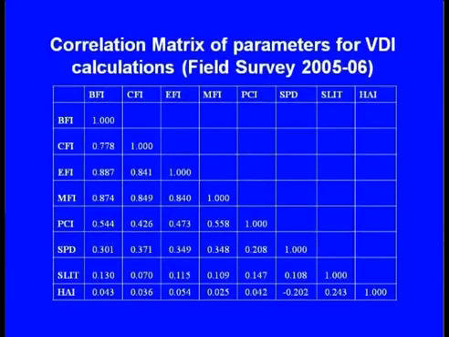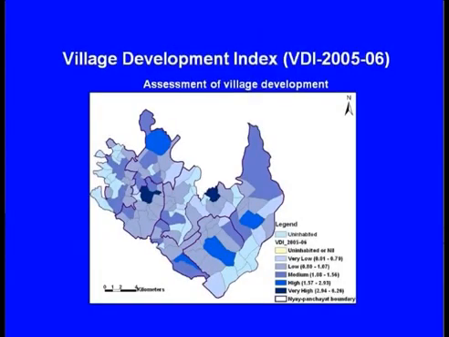Having done this, we also need to see the interrelationship between each of these indices that have been computed. So we work out the correlation matrix of these parameters on the basis of the field survey carried out for the year 2005-6, and using these, a certain normalization has been carried out. Thus for the year 2005-6 we can see the village development index. However, we find that there are only 2 villages with very high development, and most of them have a low development index.